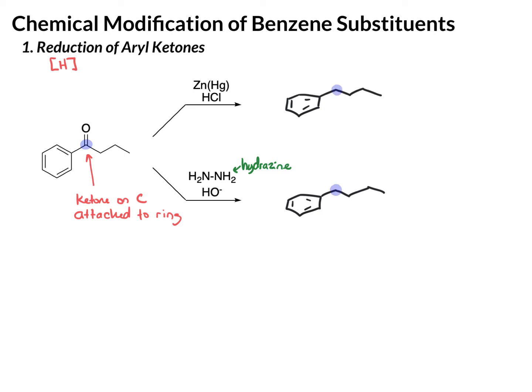These reactions are named reactions. This first one is called a Clemmensen reduction. The second one is called a Wolff-Kishner reduction. We're not going to go through the mechanisms for these. That's not something you have to know. Just understand what these two reagents do.